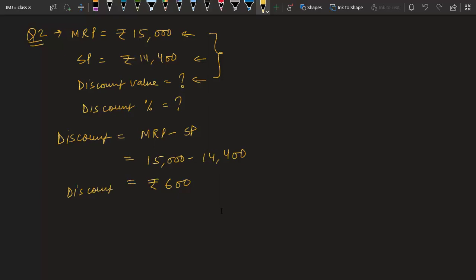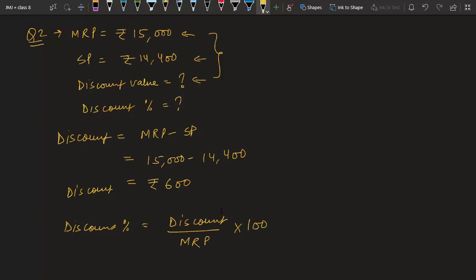Now comes the next question. What is discount percentage? We want to find percentage. For percentage it is very easy. I have told you the hint. Whenever you want to find percentage, you have to multiply with 100, and that makes the question very easy, because the discount percentage formula is discount upon, what will come in the denominator? Yes, discount is always calculated on MRP, multiplied with 100.